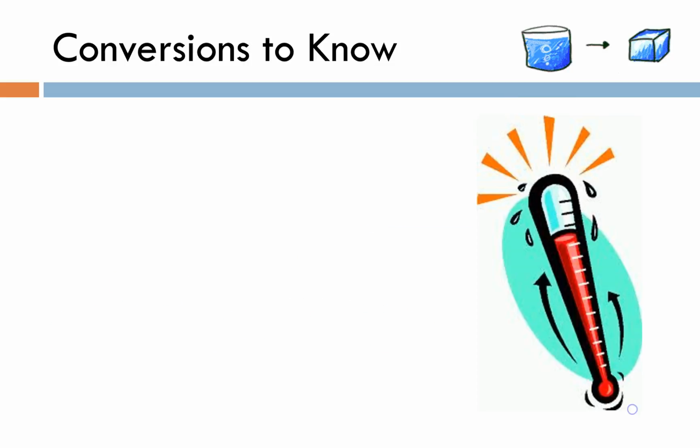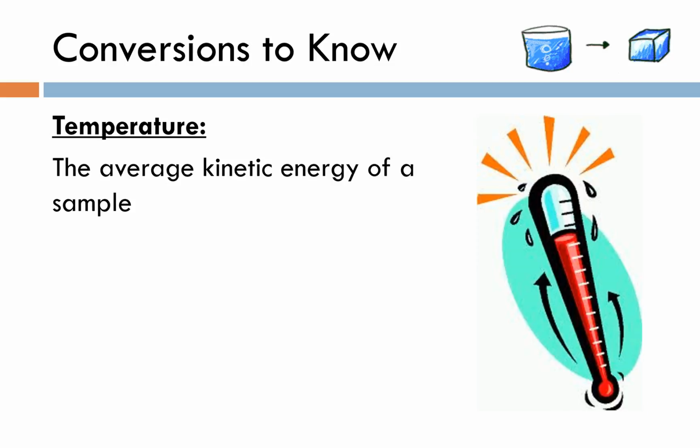All right. If we've got a thermometer, we are measuring temperature. Again, I'm not super concerned about the definition. It's just the average kinetic energy of a sample. And we've got to be able to convert between Kelvin and Celsius. So it's a really simple conversion. Take your Celsius temperature and add 273.